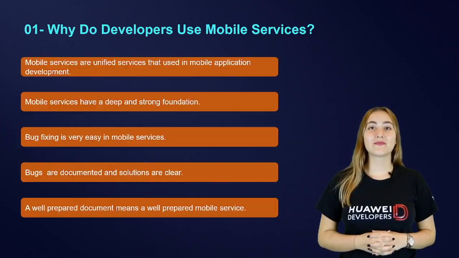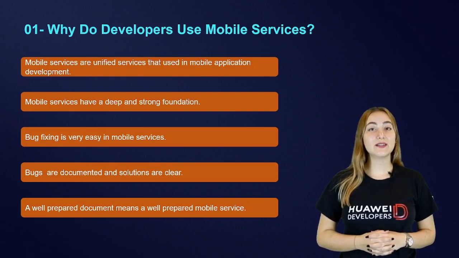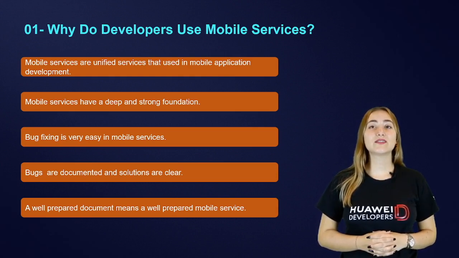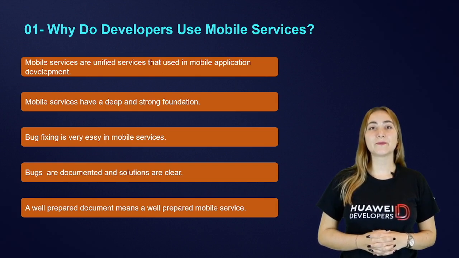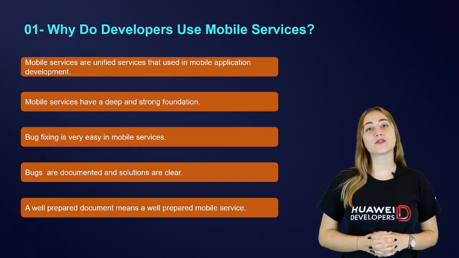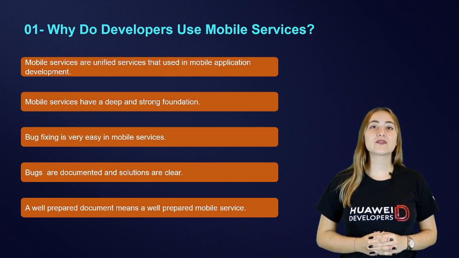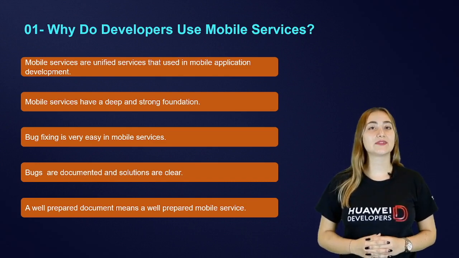Mobile services. Why do developers use mobile services? Mobile services are unified with services that use it in mobile application development. It has a deep and strong foundation. Mobile services allow the results that many development teams can achieve with long-term working to be integrated into the project with the help of a library. Developers prefer to use mobile services instead of writing long and complex code because mobile services meet all the needs of a developer fast and reliably.